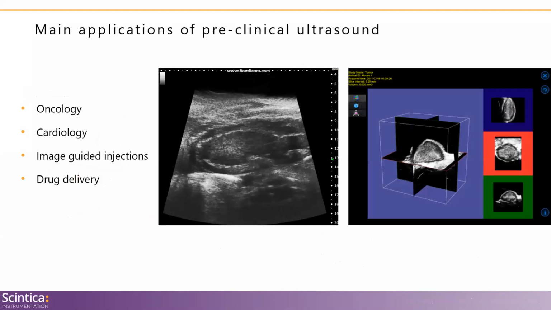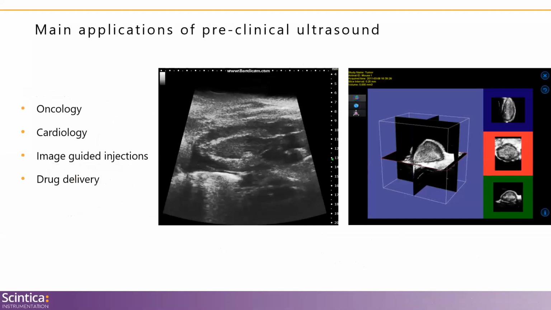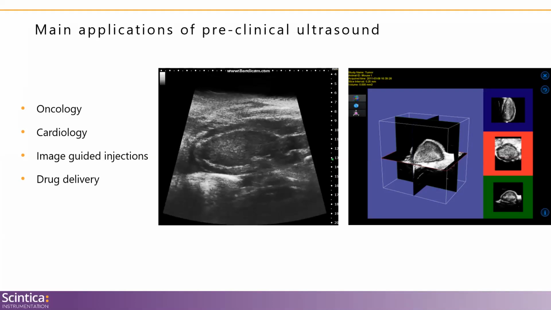The main applications of preclinical ultrasound include oncology, so things like tumor detection, studying the tumor vasculature, or visualizing tumor-targeted therapies. A wide variety of cardiovascular applications, image-guided needle injections, and tracking things like drug delivery.